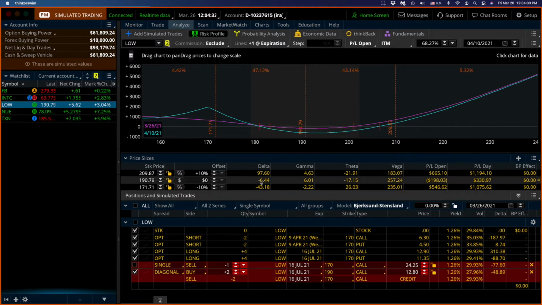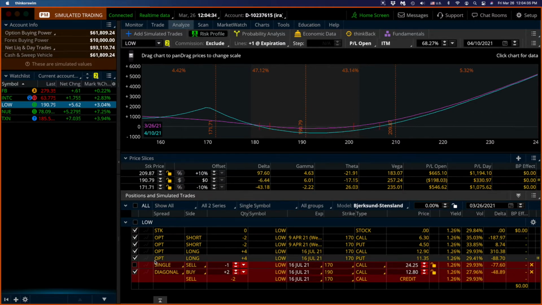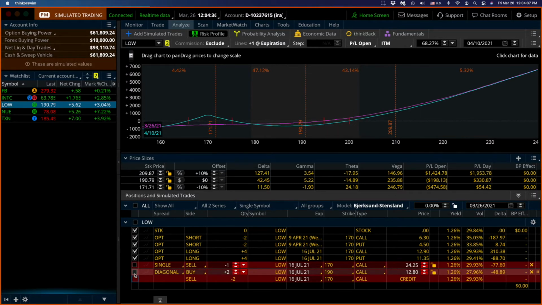Well, what happens? It still turns the delta negative. Is that really what I want? Probably not. But what if we did only one of these roll-ups?